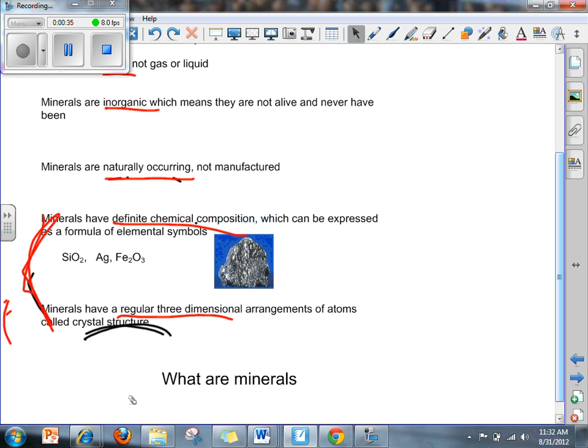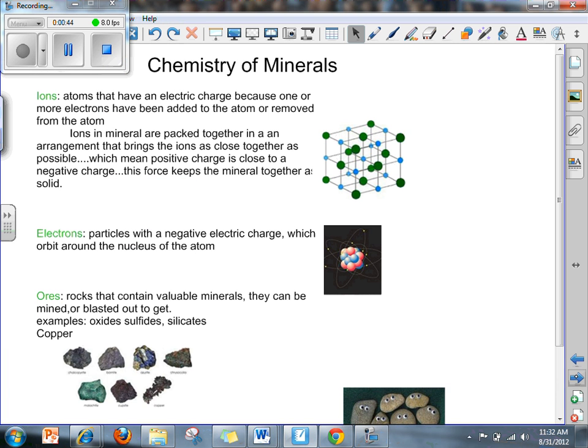And there are 2 properties that we can really look at about minerals that deal with their chemical composition. But first of all, what's going on in a chemical composition? The chemistry of minerals. Basically, in chemistry, we look at ions. And ions are atoms that have an electric charge because one or more electrons have been removed from or added to the atom, okay?